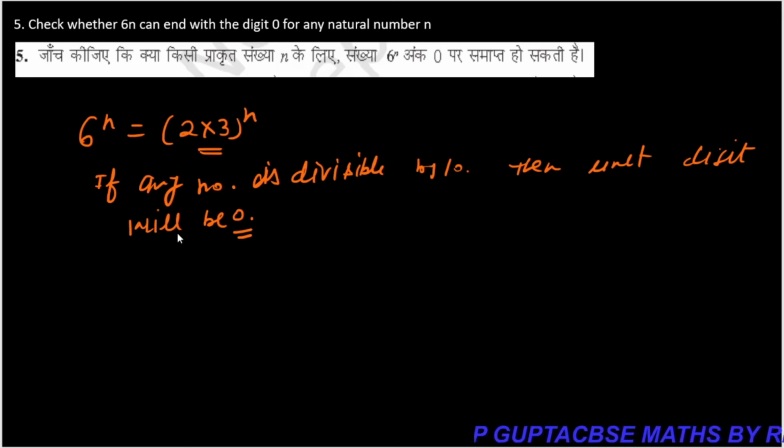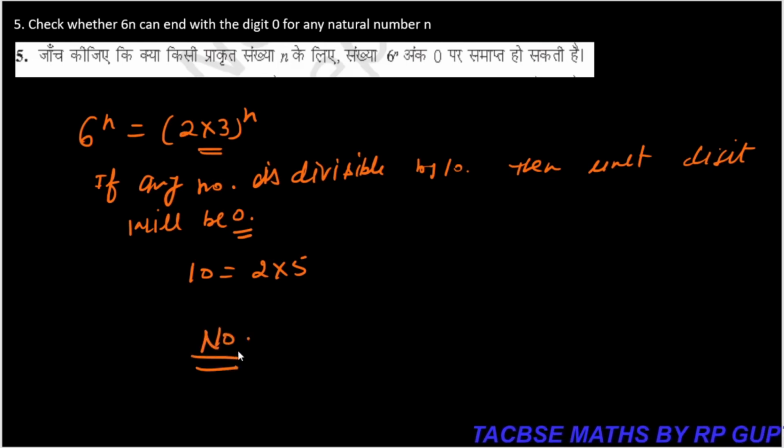For division by 10, we need two factors: 2 into 5. If any number is divisible by 2 as well as 5, only then we can say it can end with 0. So here you can get the 2, but you cannot get the 5. So no, it is not possible that 6 to the power n can end with digit 0.